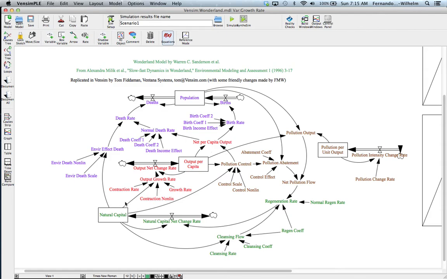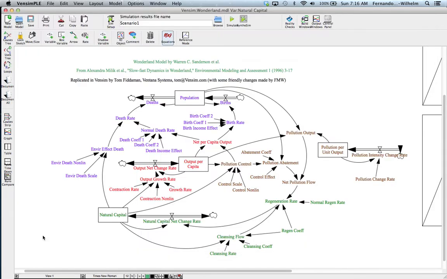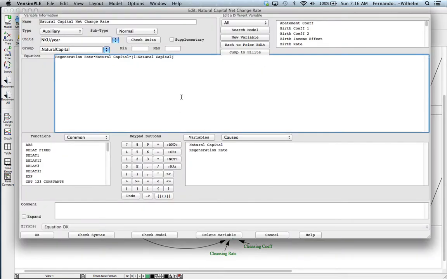We can move on to the next variable, which is the natural capital, right here. You click there, and this model has units of natural capital units, NKUs, which is a fictitious unit to deal with natural capital. This is variable z, and it's got an initial value of 1. Okay, and it's driven here by a net change rate, and this net change rate is pretty involved.